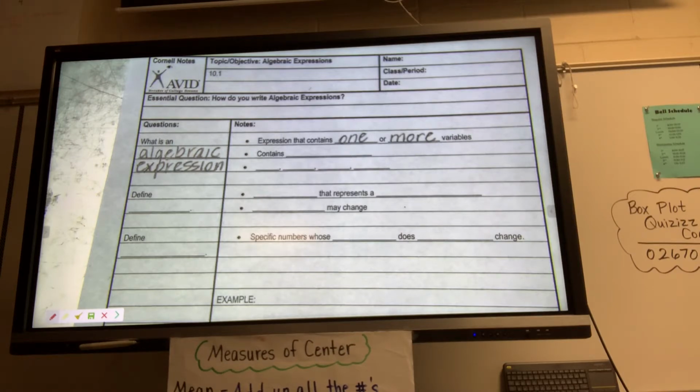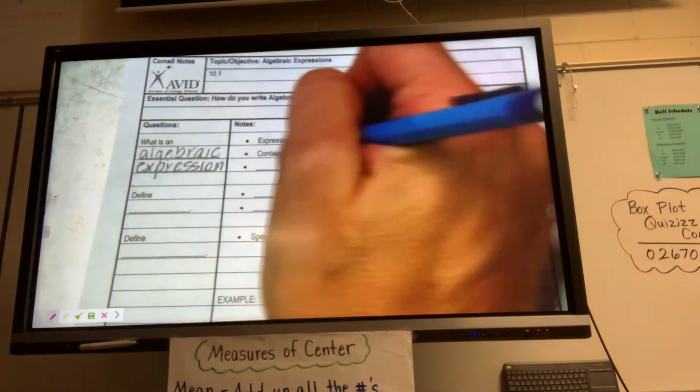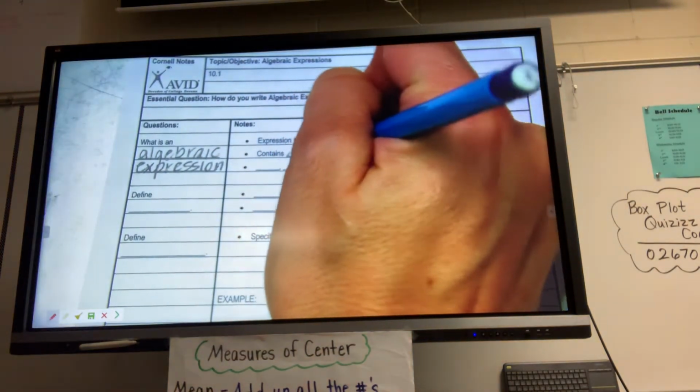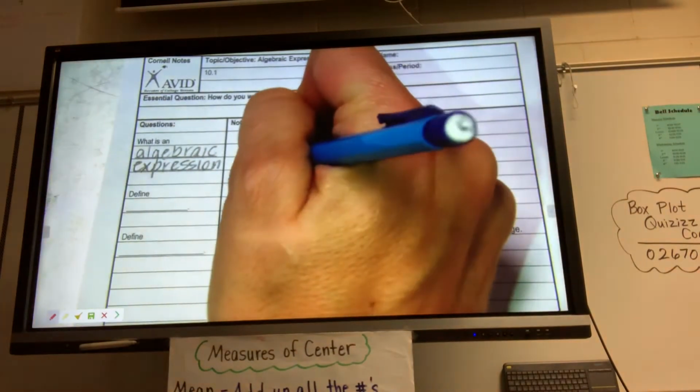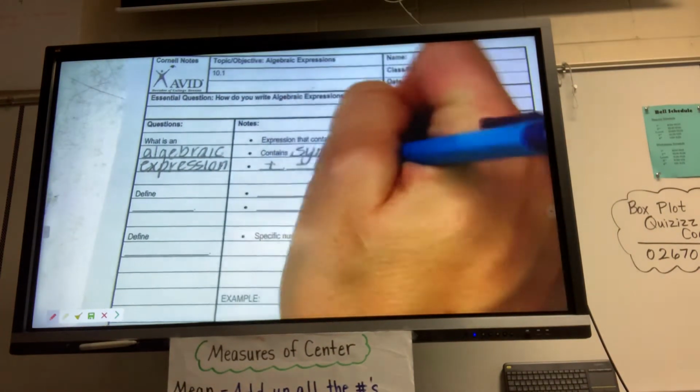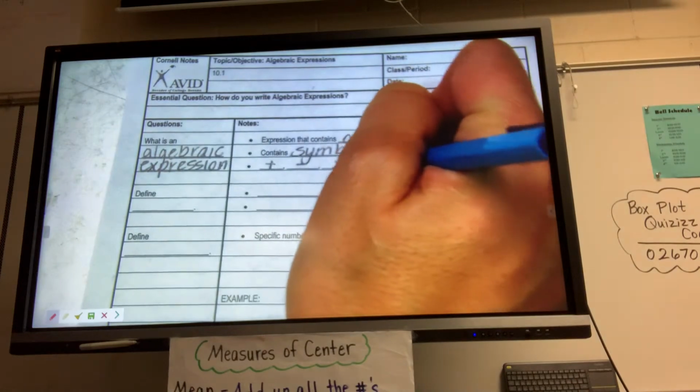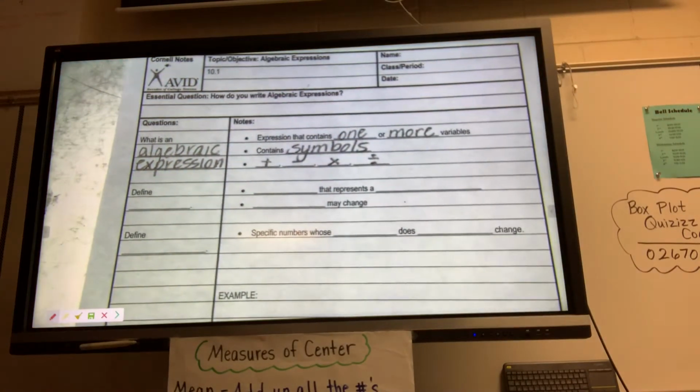Algebraic expressions also contain symbols, such as add, subtract, multiply, or divide. So when we talk about an algebraic expression, it's obviously going to include some numbers. It's going to include some operations like add, subtract, multiply, divide. And it's also going to involve some variables.